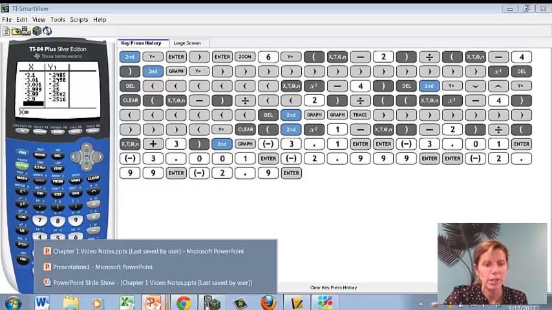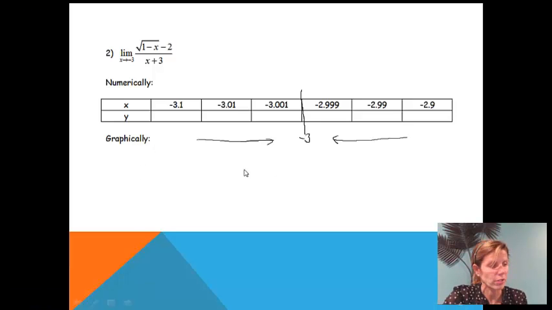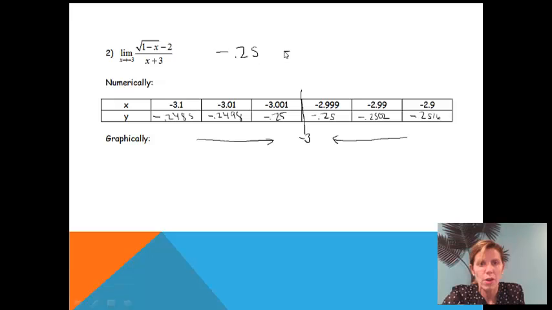I'm going to go ahead to my other screen and record that information. Okay, this first one was -0.2485, next one -0.2498, next one -0.25, next one -0.25, next one -0.2502, and next one -0.2516. So you notice the y values as I'm coming in from the right, these y values are getting closer to -0.25, and as I'm coming in from the left, those values are getting closer to -0.25. So I can say that my limit is equal to -0.25 or -1/4.